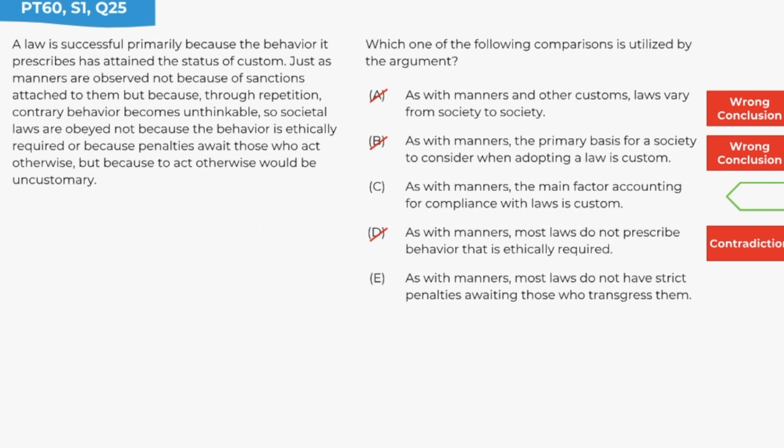Answer choice E says, as with manners, most laws do not have strict penalties awaiting those who transgress them. This feels very much like answer choice D. This is contradicting the argument. So that leaves us with answer choice C as the right answer, and the method of reasoning is an analogy.